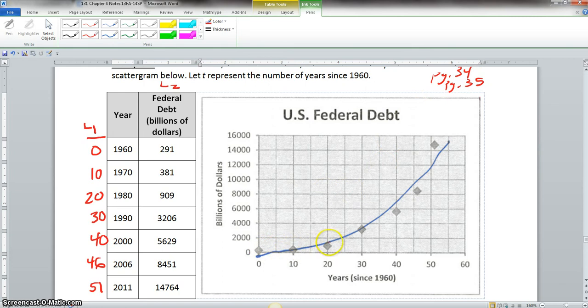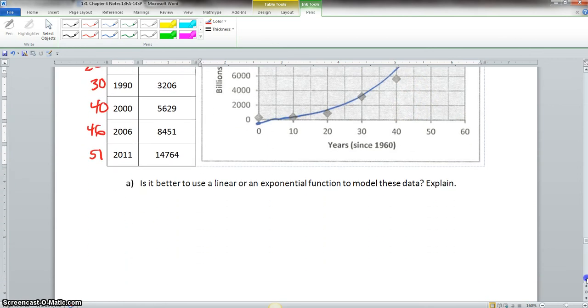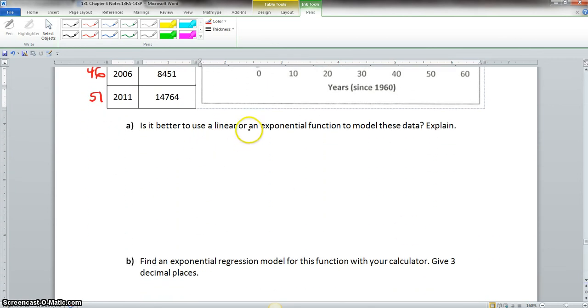Now, after you plot these points, you'll draw a line here. And if you notice with this line, it doesn't quite hit every point, but you see that it's basically a part of this graph here. It shows a very good representation of how the federal debt is going. Okay, now, we go down here to A. Is it better to use a linear or an exponential function to model these data? And explain why. Now, it's better to do exponential.